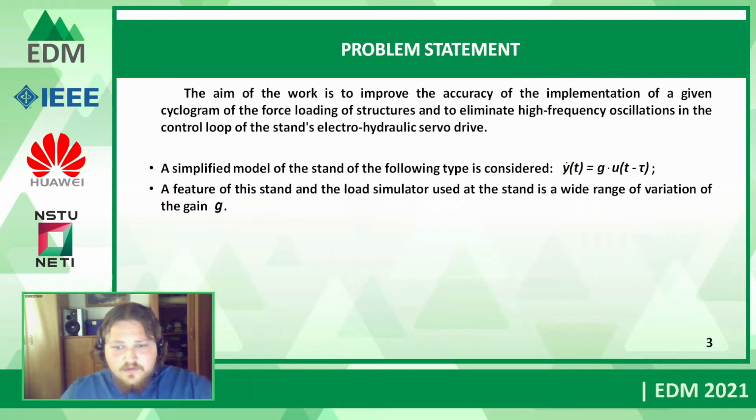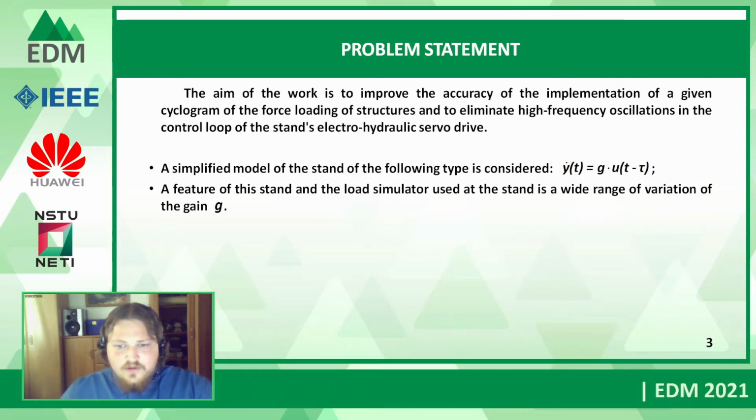The aim of the work is to improve the accuracy of the implementation of a given cyclogram of the power loading of structure and eliminate high-frequency oscillations in the control loop of the stand electro-hydraulic servo drive. For testing, a stand with a load simulator is used. A model of the following type is used as a model of the stand. The choice of this model is based on experimental studies of the properties of this stand.